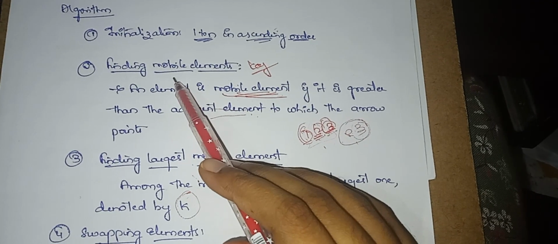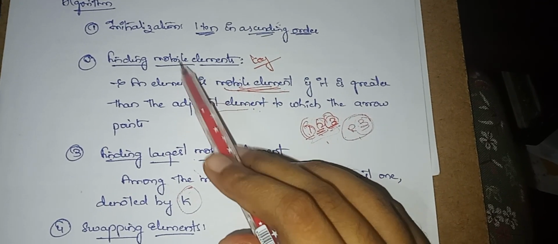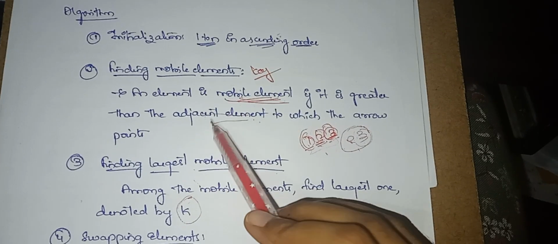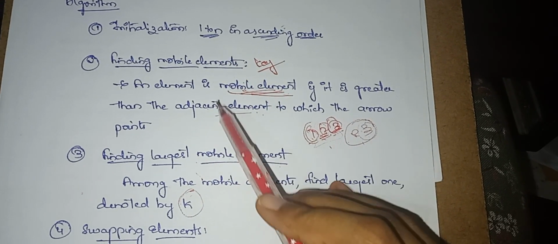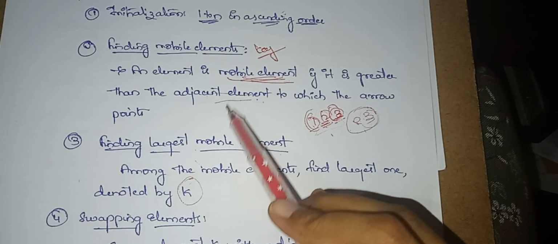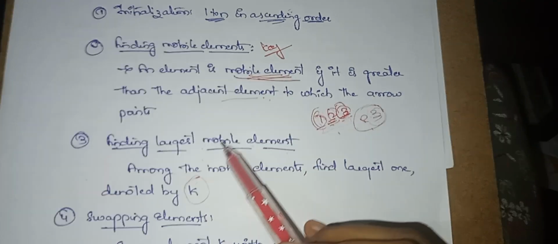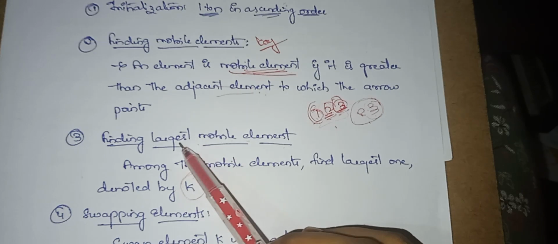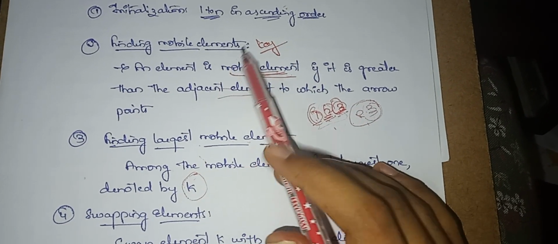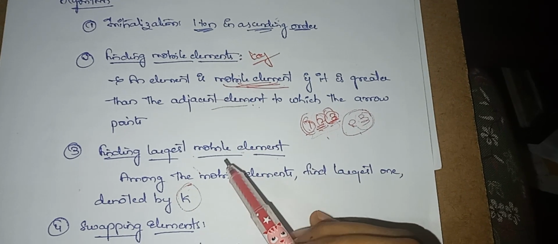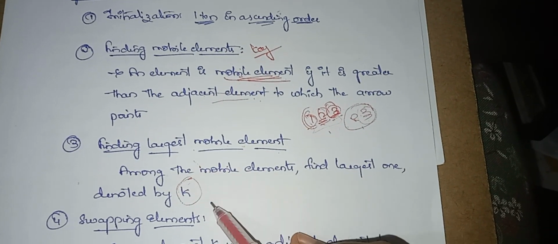Next, the second step is finding the mobile element. So what is a mobile element? While comparing the elements, an element that is greater than its adjacent element is called a mobile element. And the third step is finding the largest mobile element. So from these mobile elements generated for the given input, you have to identify the largest mobile element.